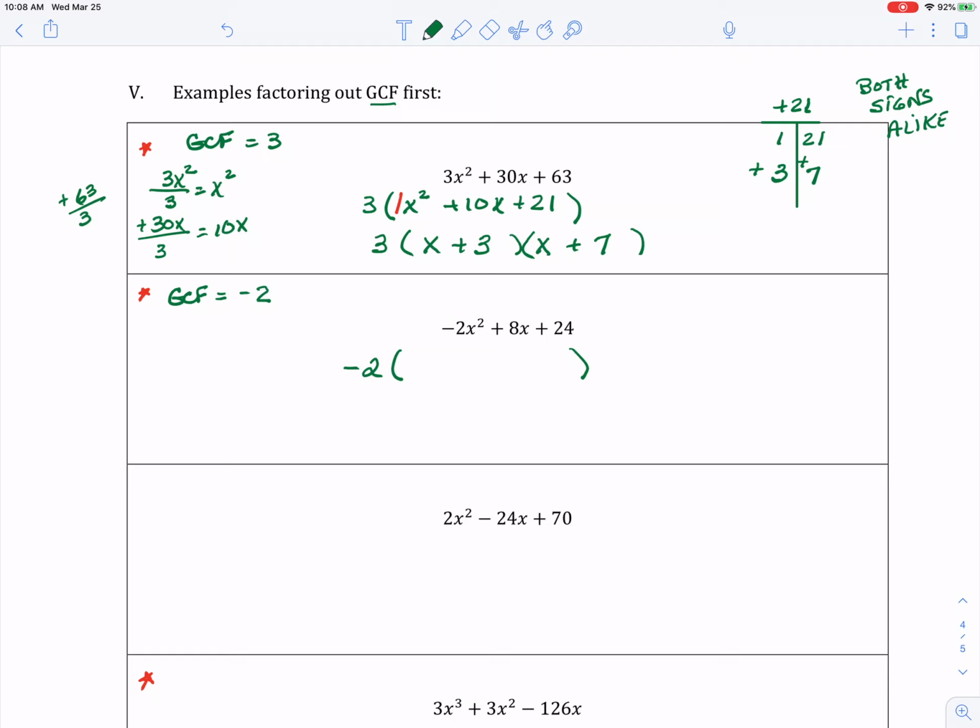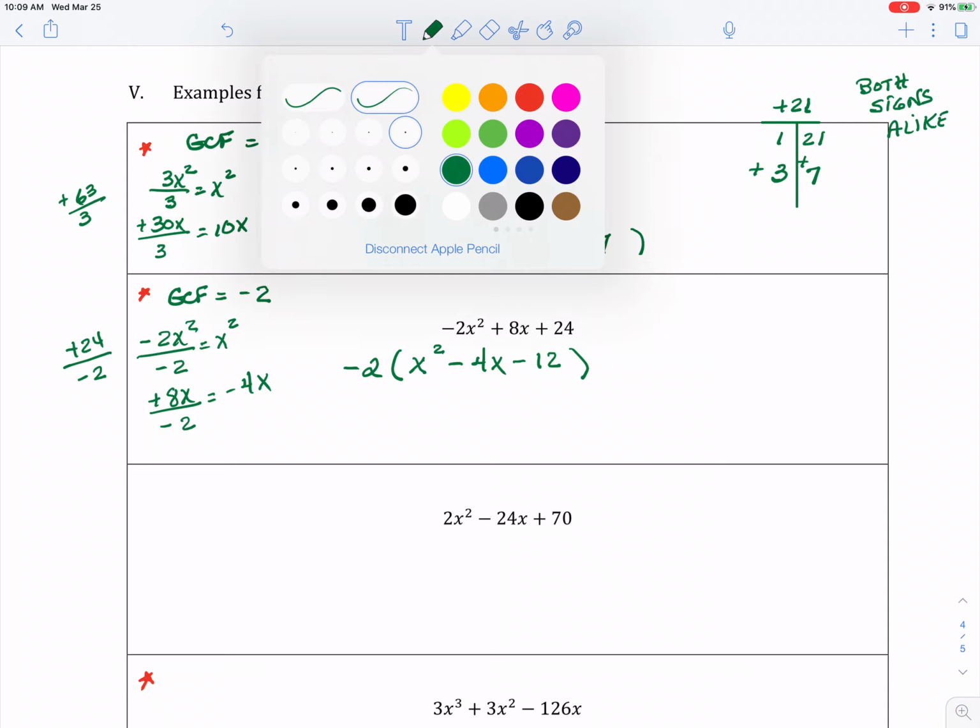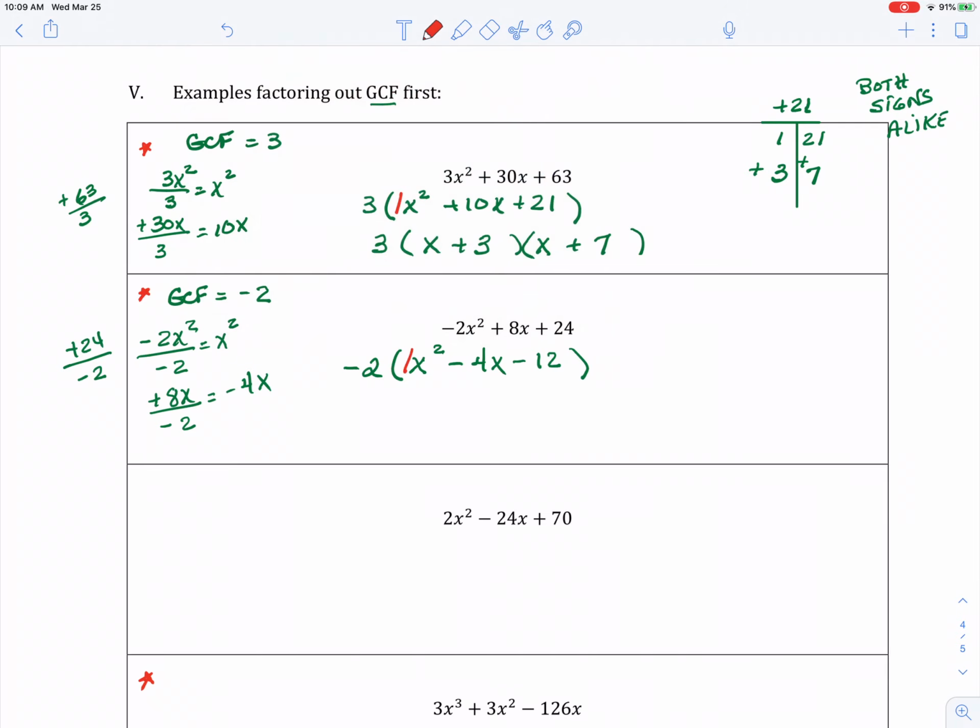This is going to give me, well, maybe I should write this down. Let's try. This is a negative 2x squared divided by a negative 2, which is going to give me this positive on the x squared. So that you're clear on those signs. The positive 8x divided by the negative 2 GCF. And the positive 24 divided by the negative 2 GCF is negative 12. So I've successfully factored out the GCF. I'm back to that position now where I have a lead coefficient of 1.